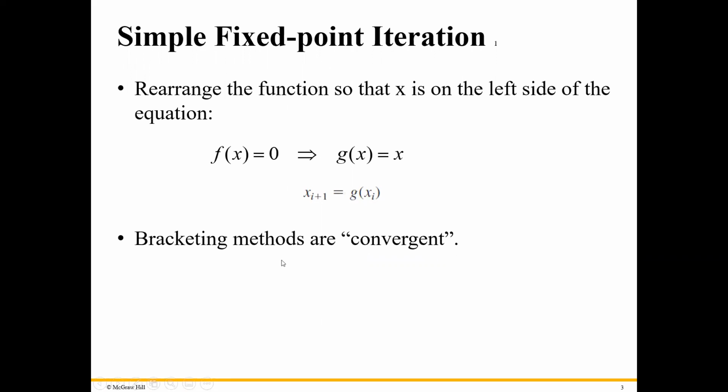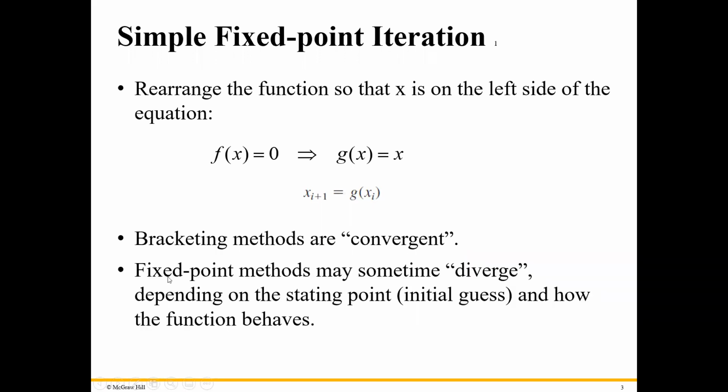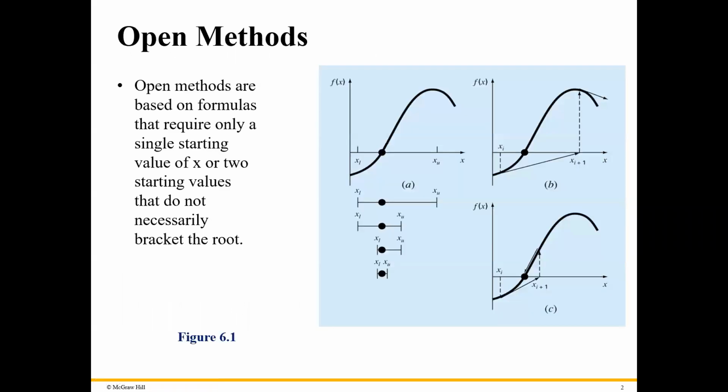As we have told, the bracketing methods are convergent methods. All the bracketing methods which we previously discussed in chapter number 5 were convergent methods. But bracketing methods are normally slower than the open methods. So in this case, the fixed point methods sometimes diverge, okay? It depends on the starting point, the initial guesses, and how the function behaves. As we have seen in this example B, it can diverge, okay?